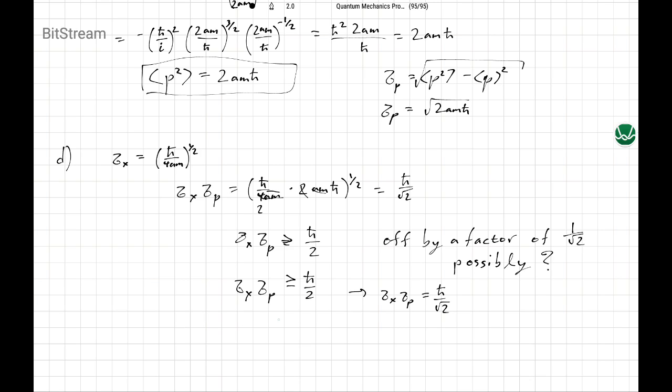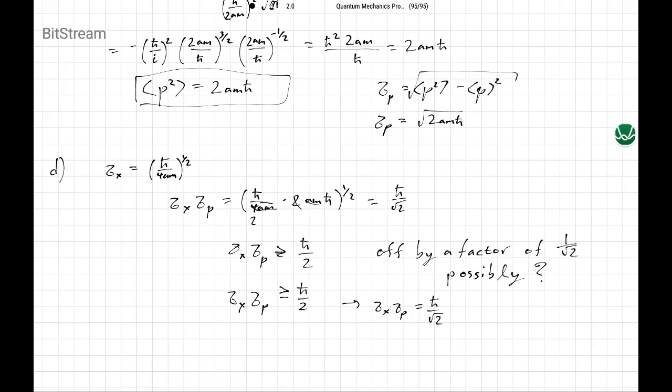Probably want to write up some sort of thing to show that you understand how that works. And there you go. That's the end of that one. That is the end of chapter 1. No more chapter 1.